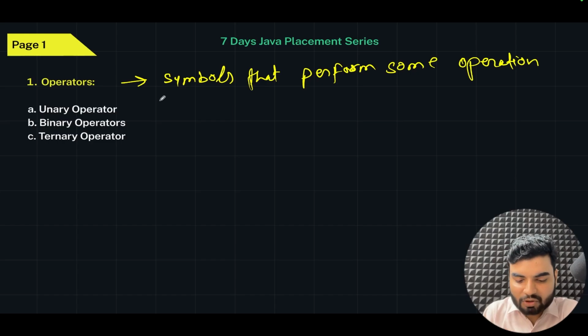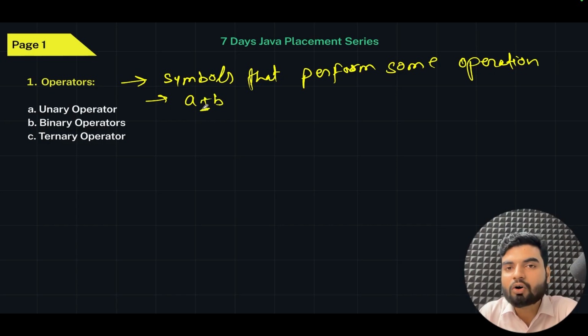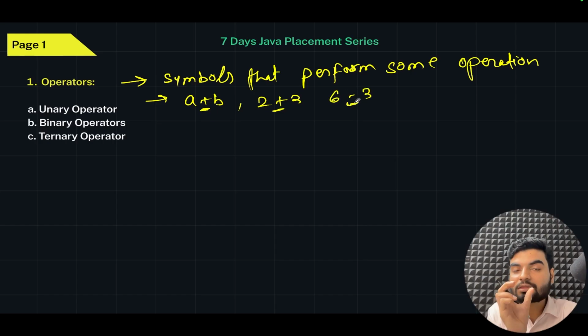But how? I'm giving you an example. You remember in your class, when you were copying some calculation from others' copy? I don't think so, but maybe in some cases. So here I've written a plus b. Plus is the operator. Or if I have written 2 plus 3, plus is the operator. Or I've written 6 minus 3, minus is the operator. So these things are the operators. These symbols perform some operations, and that's why we call them operators. So a simple meaning: symbols that perform some operation. That's it. Easy peasy.